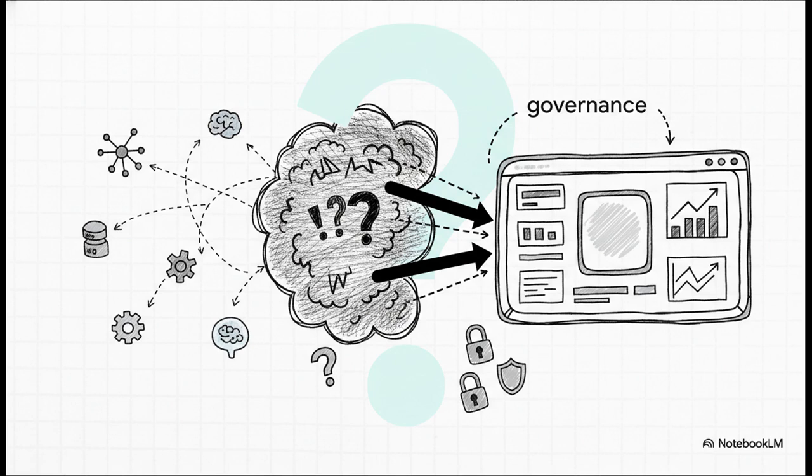Right. This is the big question, isn't it? When your models are scattered all over the place, how on earth do you keep track of their performance? How do you make sure they're all behaving the way they should? This problem has a name. It's called model sprawl, and it is a very real and frankly growing headache for a lot of companies.